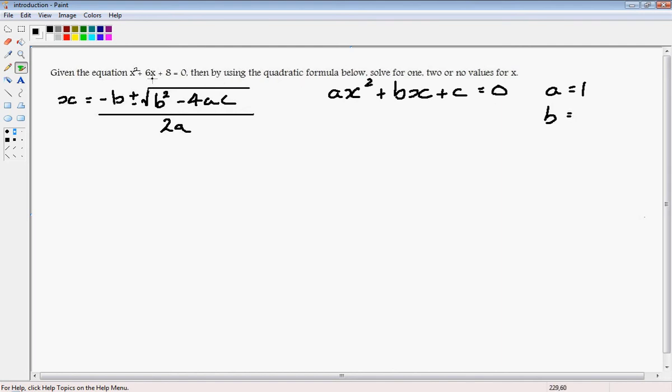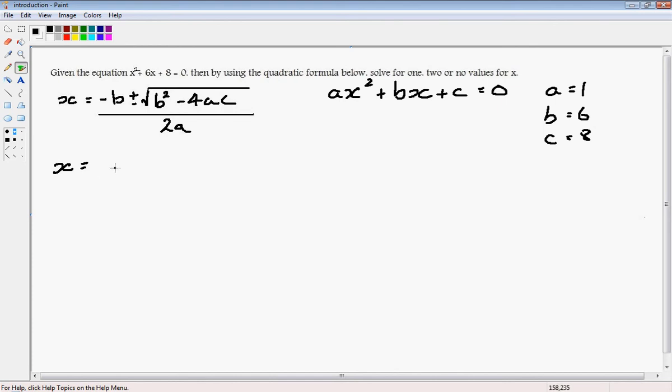B is the number of x's, so we have 6. And C is the number at the end, which is 8. So we can see here now we have our values. A is 1, B is 6, C is 8. So now all we do is we substitute this in.